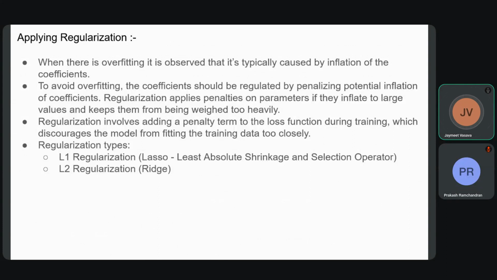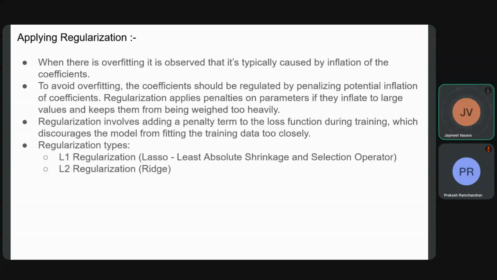Regularization involves adding a penalty term to the loss function during training, which discourages the model from fitting the data too closely. Basically, overfitting happens when the model is not able to generalize to new data. So regularization helps us by adding a penalty term to the loss function while training the model, which discourages the model from fitting the training data too closely.